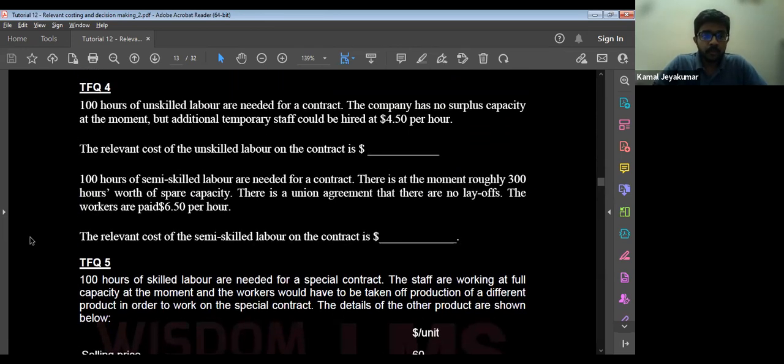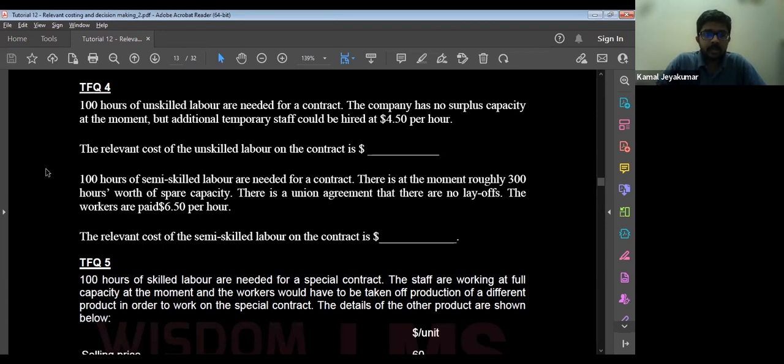Right. Then take a look at TFQ4. You have 100 hours of unskilled labor needed for a contract. The company has no surplus capacity at the moment, but additional temporary staff could be hired at $4.50 per hour. The relevant cost of the unskilled labor on the contract is, guys, can you quickly put the answer to this? Quickly put it on the chat. You need 100 hours of unskilled labor. You don't have any surplus capacity. Additional labor can be hired at $4.50. So what is the relevant cost of unskilled labor for this contract? Quickly make the calculation and put it. It's not difficult. Yes, right? Because the only option you have is to hire additional employees from outside. So it's $450.